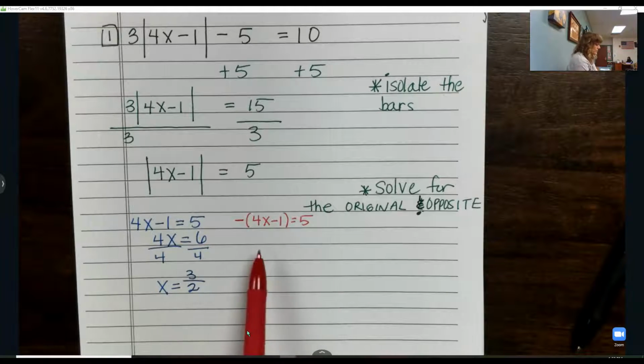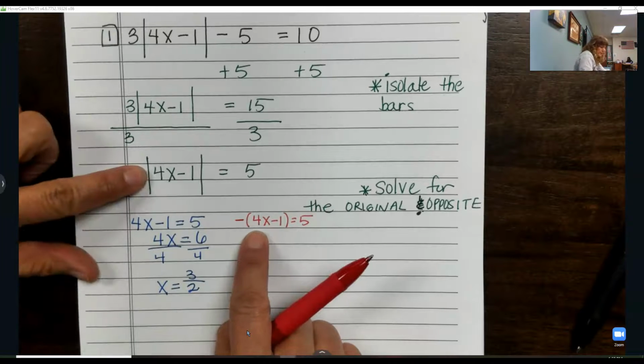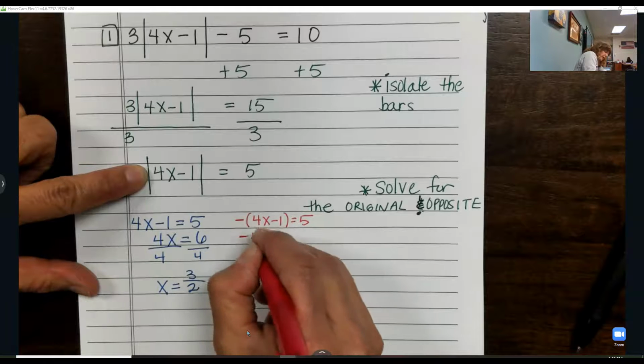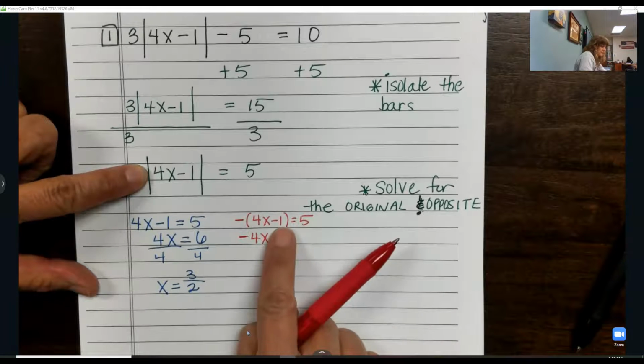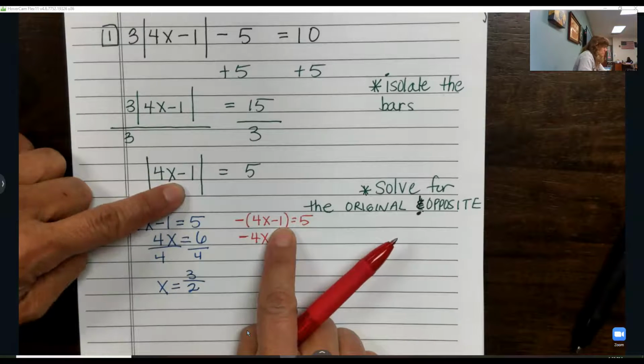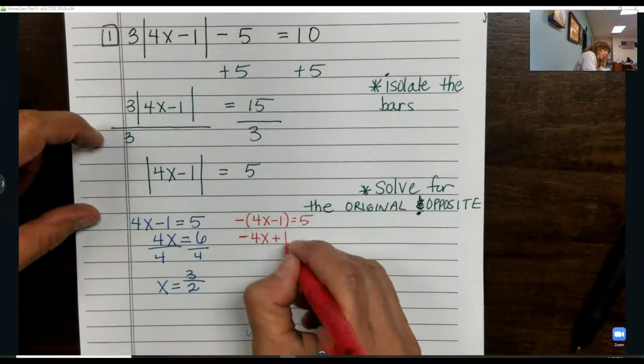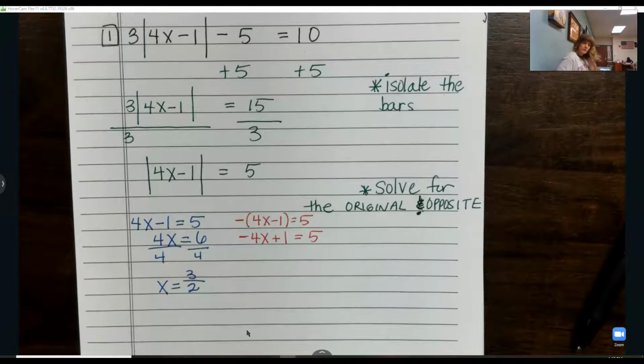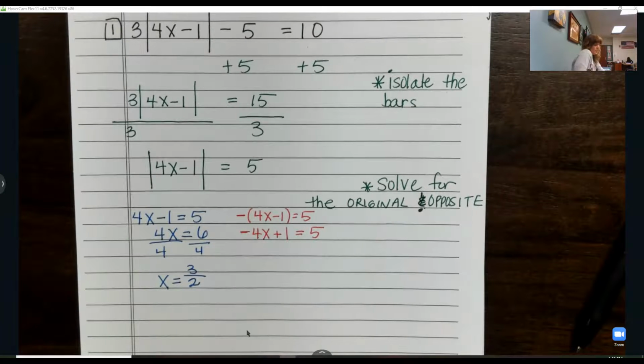Guys, you got to distribute the negative. So if it was originally a positive 4x in there, we're dealing with a negative 4x now. If it was originally a negative 1, we're dealing with a positive 1, and it still equals a 5. Don't mess with the 5. Okay, let's solve for this side.